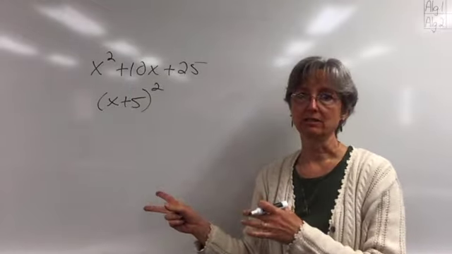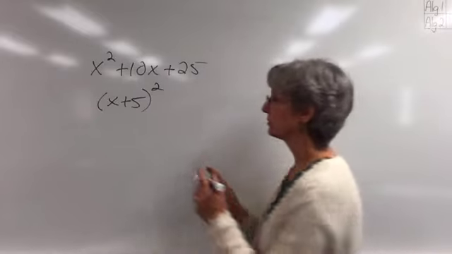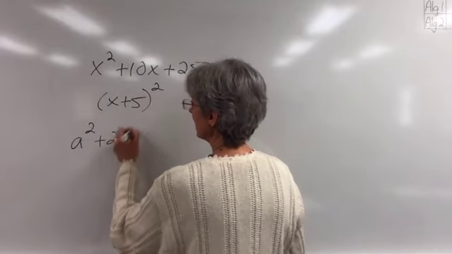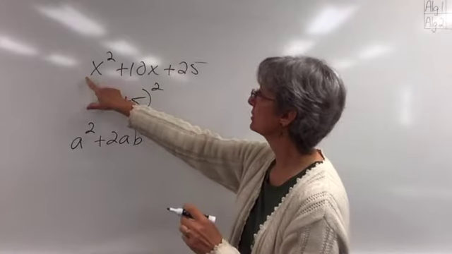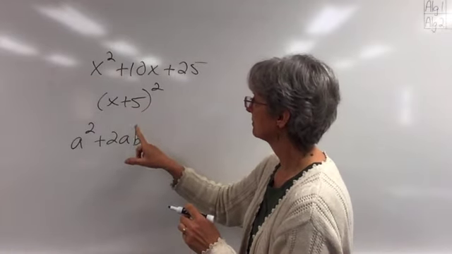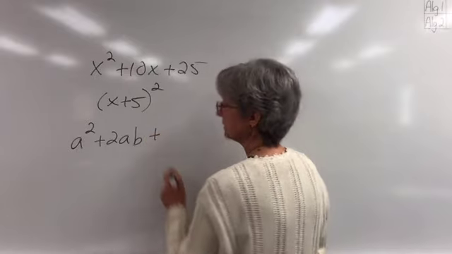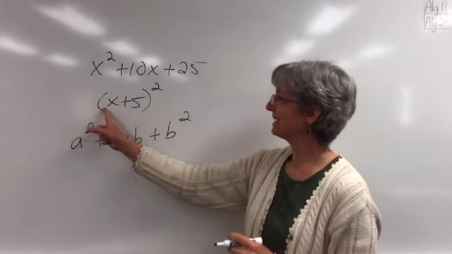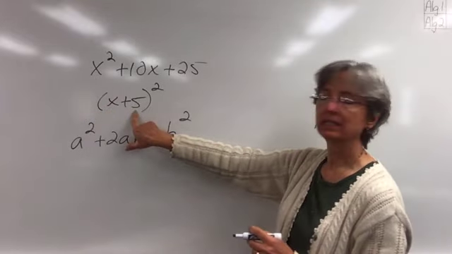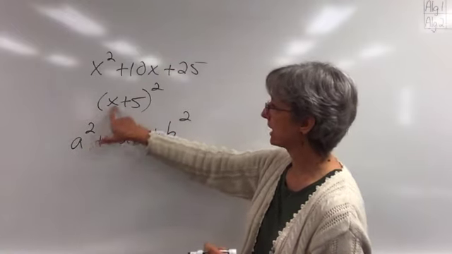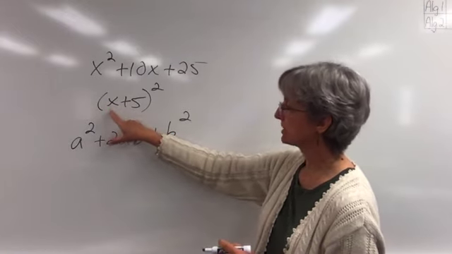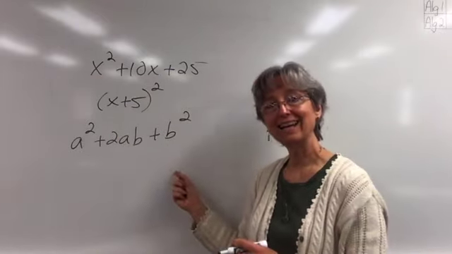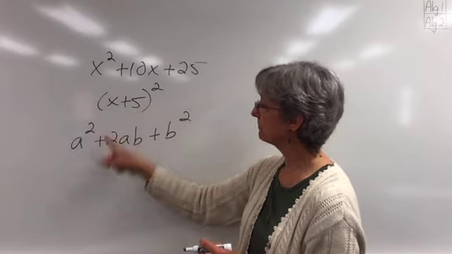There's a pattern to these. The pattern, when you have a perfect square trinomial, is you have a squared and then plus 2ab plus b squared, right? Because my a is x and my b is 5. So this is x squared, this is 2 times x times 5, or 10x, and this is b squared, or 25. So you get that kind of pattern. And if it's a negative, then this becomes a negative.